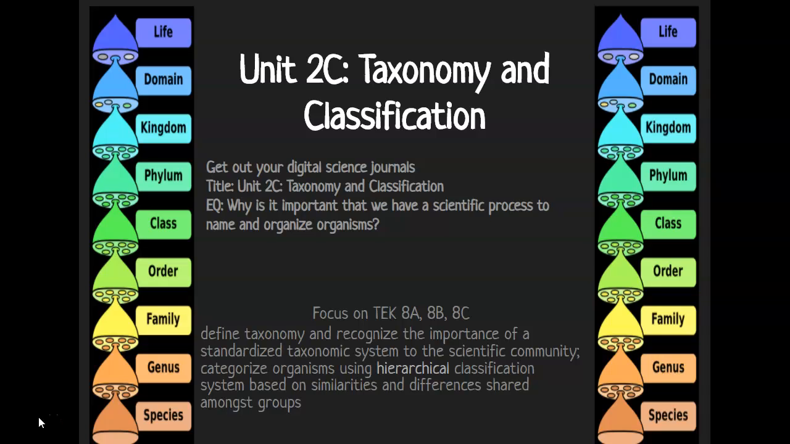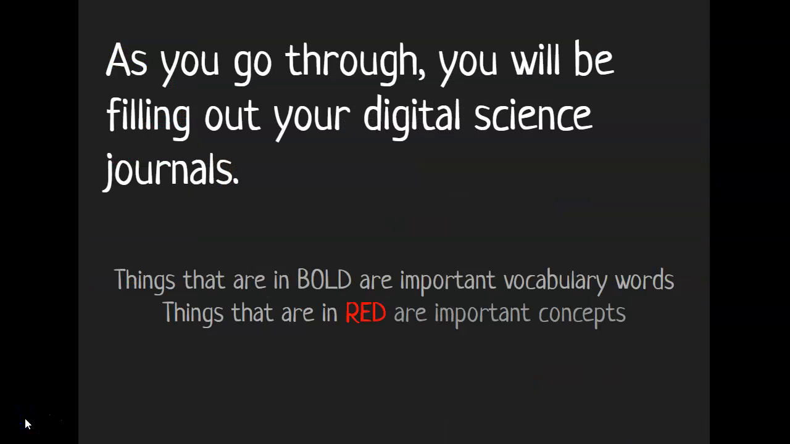After you get out your digital science journals, make sure you get the title and the essential question. In this video, you're more than welcome to pause at any time to take notes. Now that you have your digital science journals, a couple things in this presentation: the things that are in bold are important vocabulary words, and things that are in red are important concepts.